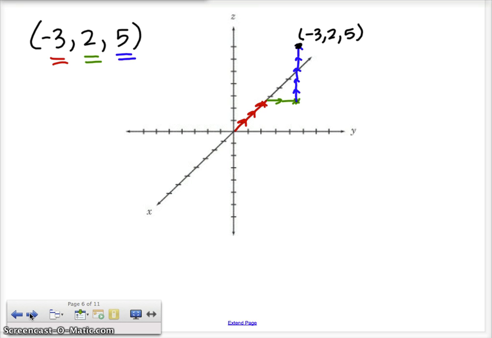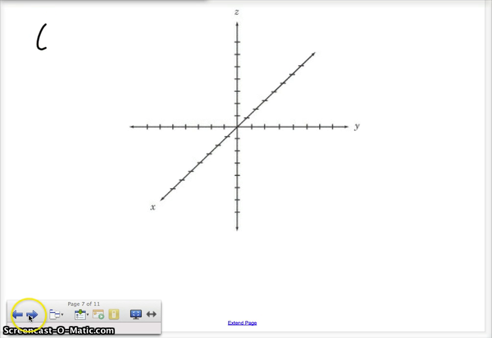The last one to do is 0, 4, negative 3. 0, 4, negative 3. Okay? 0. We don't move. Right? We don't go forward, we don't go backwards. 0 means we stay in the same spot. 4. Okay? Now we're going to travel on the y-axis because we started at 0, 0. So we're going to travel 1, 2, 3, 4 to the right. And the y drops us off right there. Okay, that's where the y is.